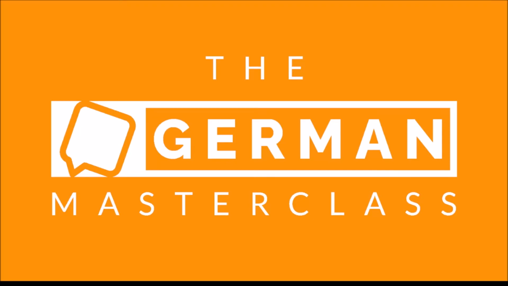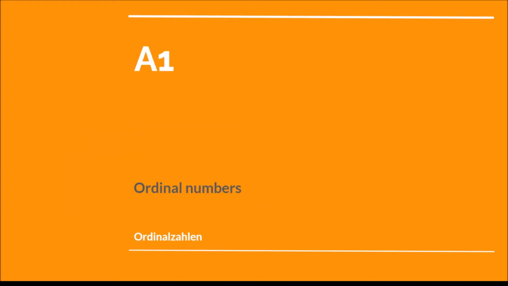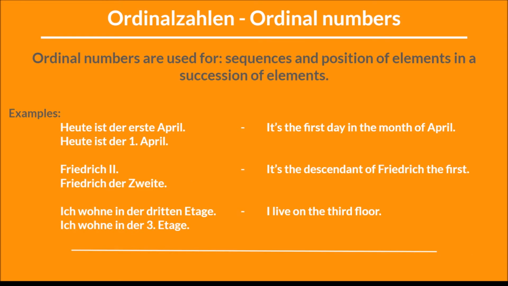In today's tutorial, you will learn when and how to use the ordinal numbers. In German, die Ordinalzahlen. Let's have a look at this. Ordinal numbers are used for sequences and position of elements in a succession of elements. Here are some examples. Heute ist der 1. April. It's the first day in the month of April.